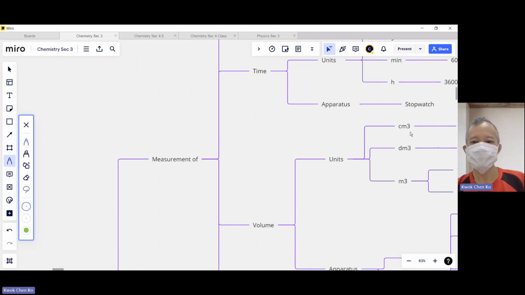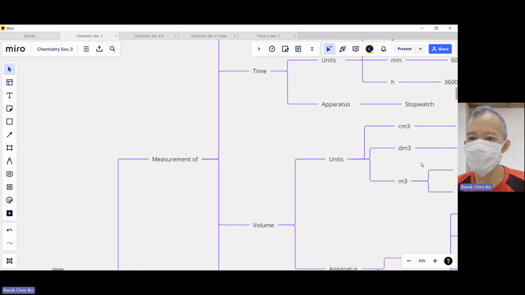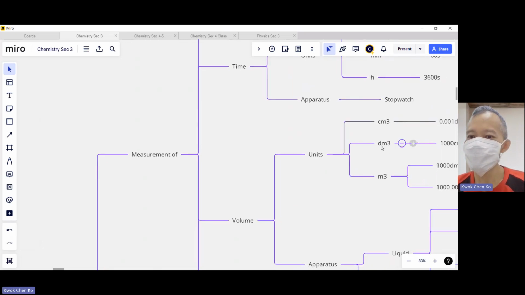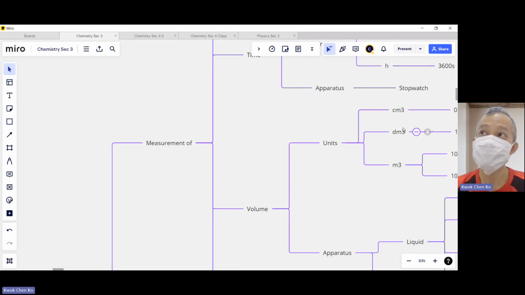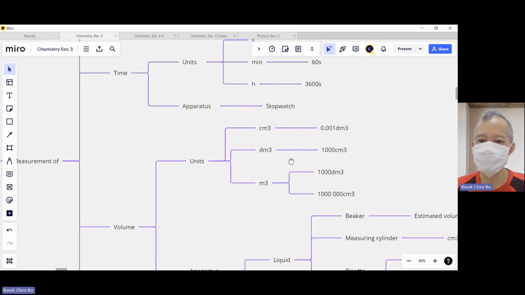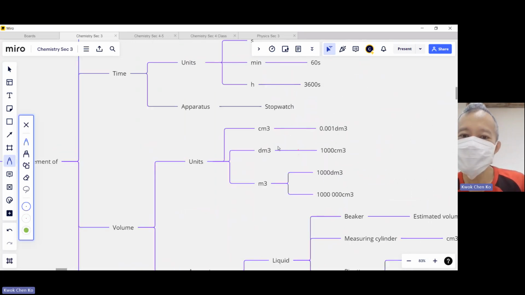Good. Okay, this one is new. Have you seen this before? dm cube. No, I know what it means. You are going to see this for the rest of upper sec. Okay, I write down what it means first. It stands for decimeter, or cubic decimeter.